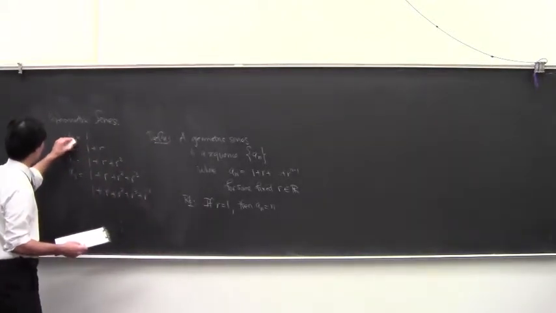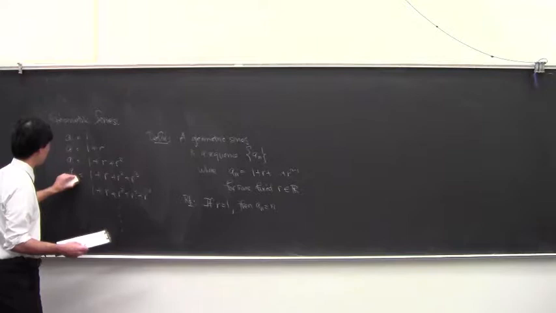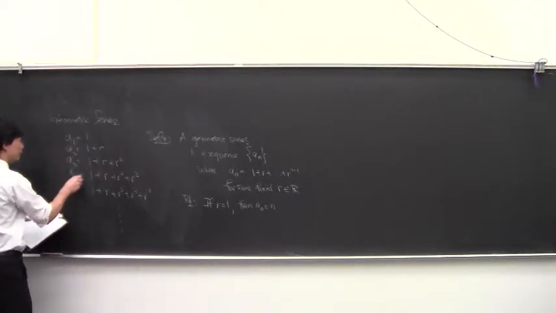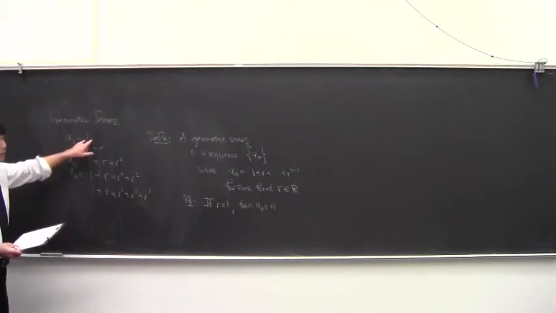And maybe I should change the numbering here so that it's in line with my notation there. Okay, so I'm going to change the numbering here so that a sub 1 is the first guy.